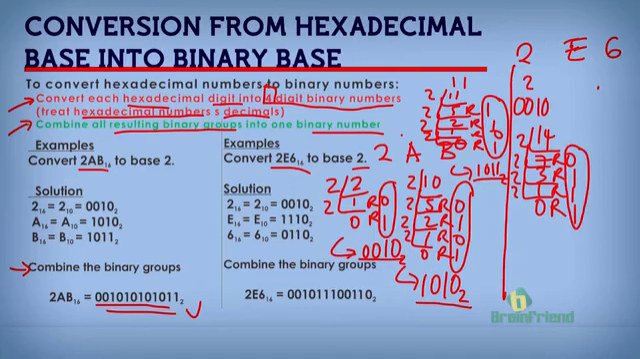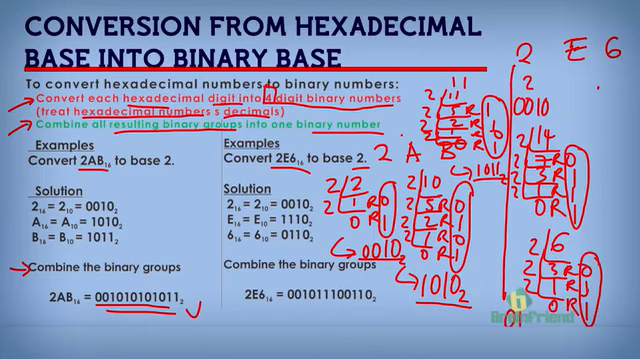Okay, lastly, we have 6. Divided repeatedly by 2, we have 3, remainder 0, 1, remainder 1, and 0, remainder 1. So we have 110. But remember, we need 4-digit binary numbers. So we add an extra 0 to give us 0110.